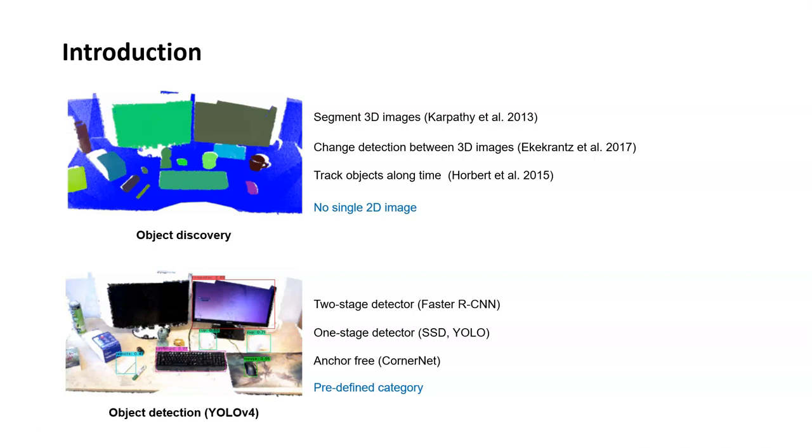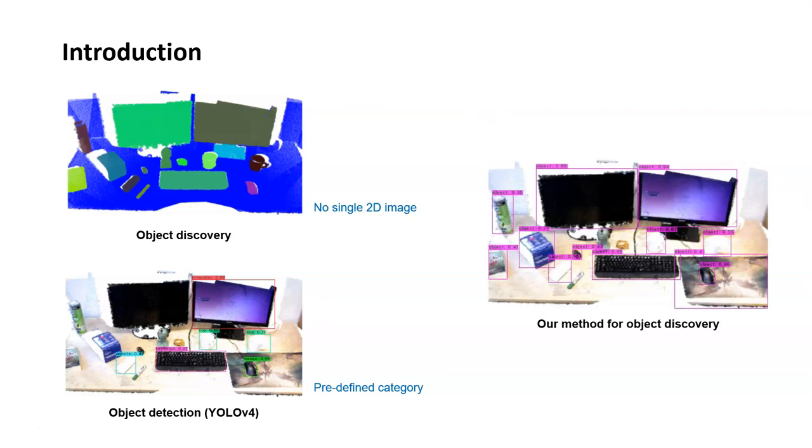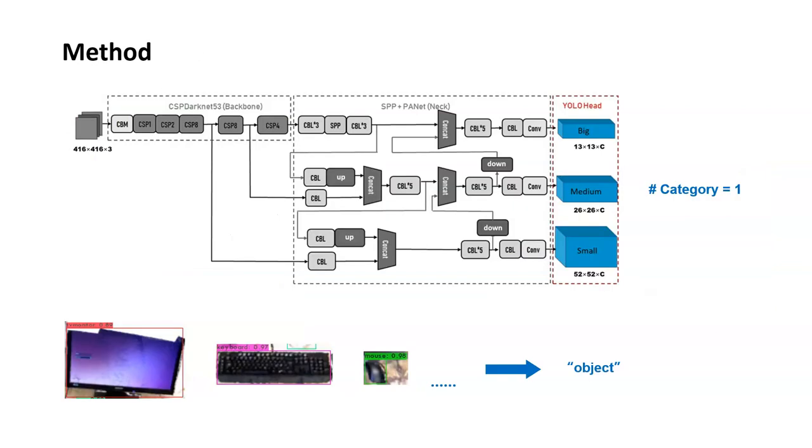In this paper, we employ an object detector to realize robust and real-time object discovery in 2D images. Our method is based on an object detection model, and it has two steps. First, we take YOLOv4 as the base model and set the number of categories as 1 in the output space. Second, the labels of all datasets are modified to the class object. For example, the monitor, keyboard, and mouse are all labeled as objects.